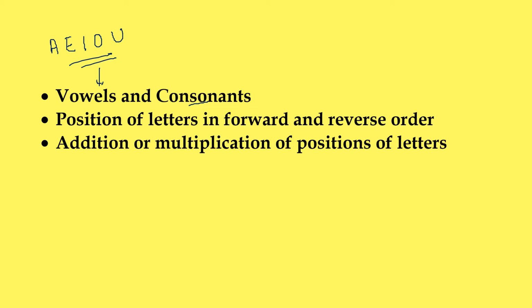Then you must be familiar with the position of letters in the forward as well as the reverse order. Like if you write from A to Z, all the 26 alphabets. So if we count from the beginning, A will be at the first position, B at the second position. Similarly, Z will be at the 26th position. But if you count from the rear end or from the reverse order, Z becomes the first position, Y the second position, and A goes to the 26th position. So you must be very comfortable with the positions of letters in the forward and reverse order. Also, you may get questions based on addition or multiplication of positions of letters. So remembering the positions will be very important here.